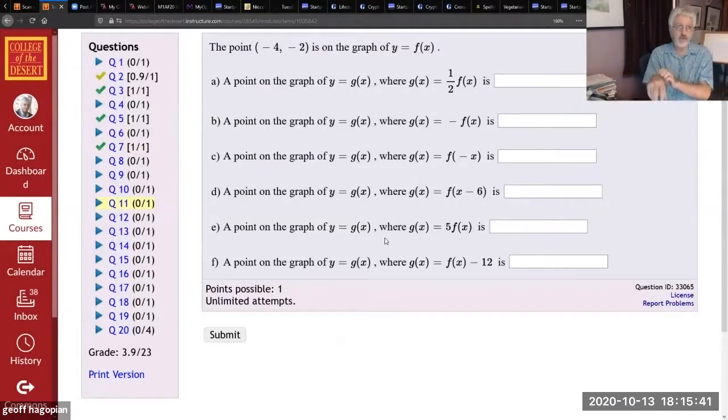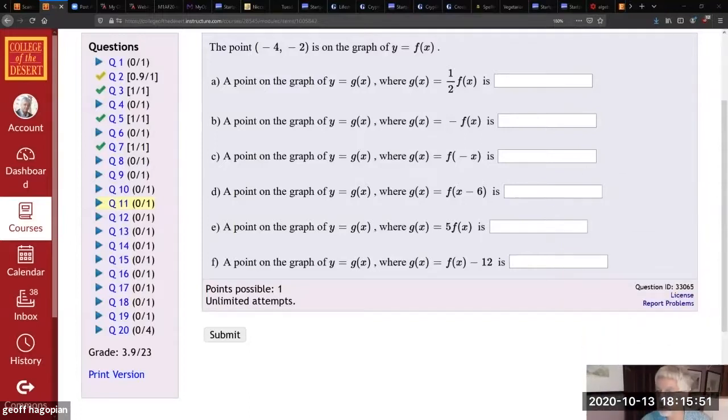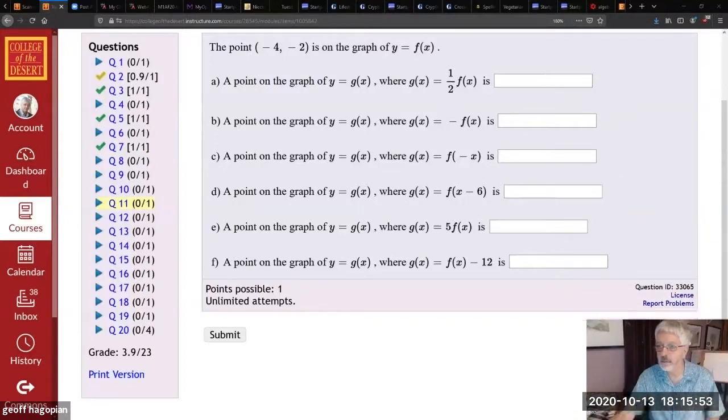The point -4, -2 is on the graph. Okay, let me go here and sort of move me down out of the way here. And so point -4, -2 is on the graph of y equals f of x. And so these are fill in the blanks, right? So enter an n-tuple or a 2-tuple, I guess, right?